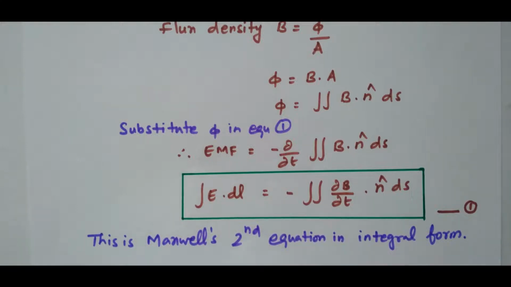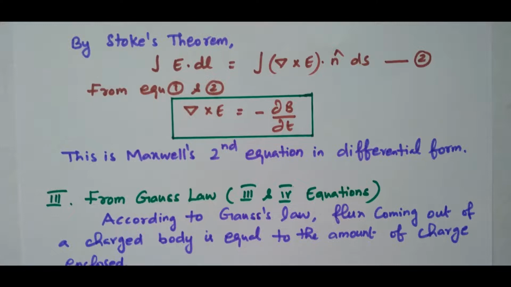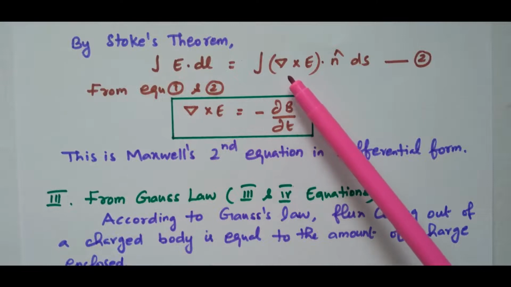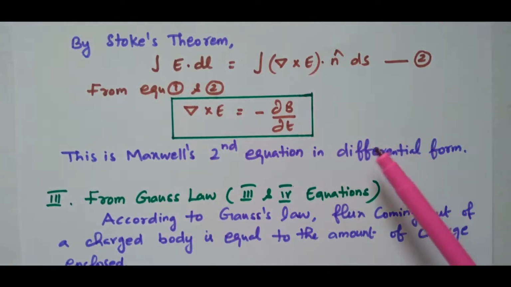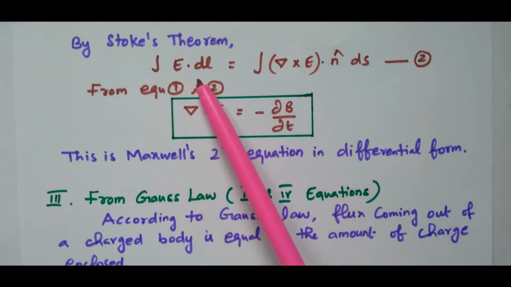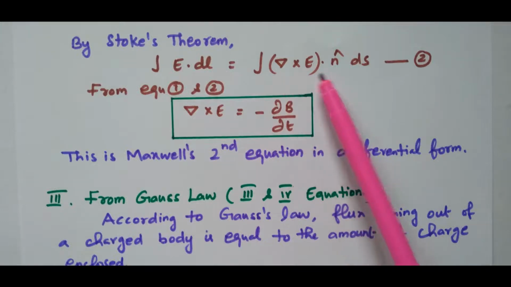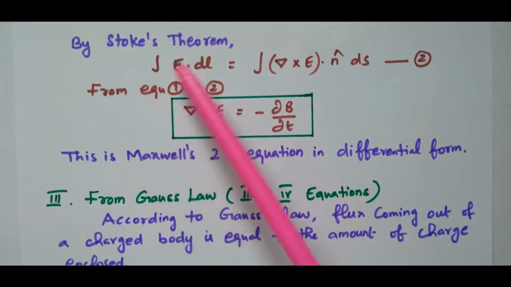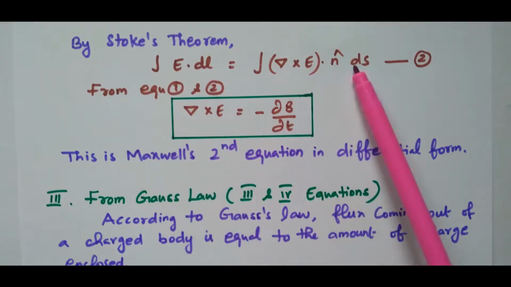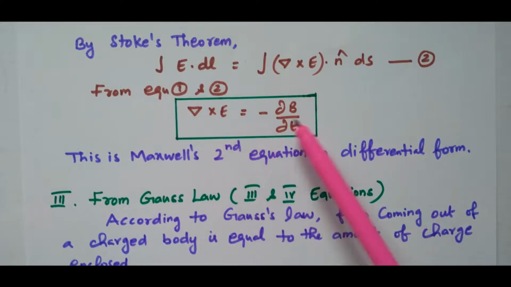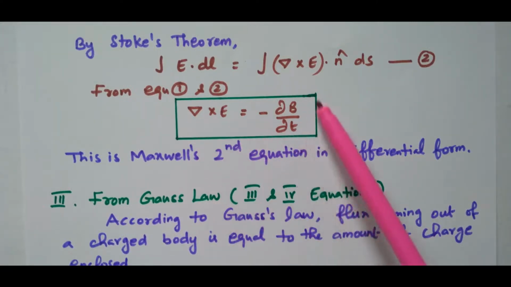Now we'll see the differential form. Referring to the Stokes theorem, integral E dot dl equals integral del cross E dot n cap dS. From equations 1 and 2, the left hand side is equal, so we can equate the terms on the right hand side. That is del cross E equal to minus del B by del t.